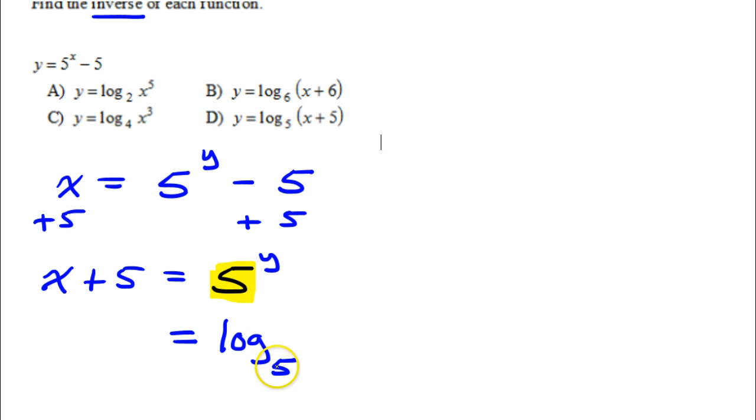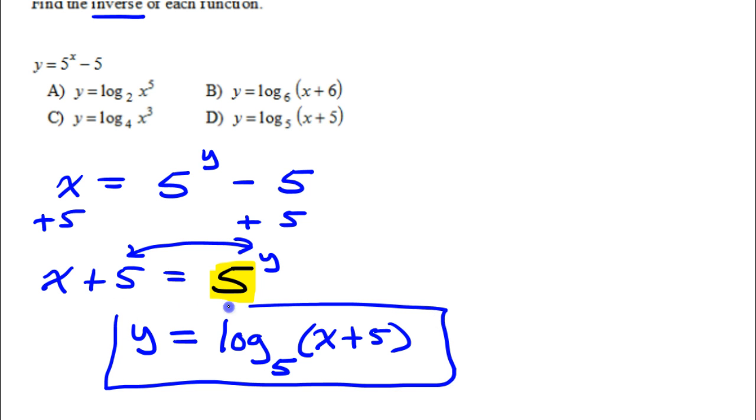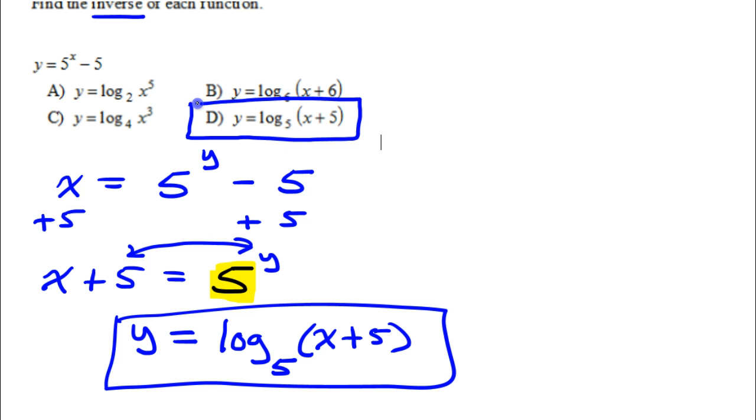Put it low. Now, the y and the x plus 5 are going to switch sides of the equation. So the y is going to come over here, and the x plus 5 is going to come over here. So this is the same equation in logarithmic form. But in log form, the y is by itself. So this should be the answer. So let's find it. See, log base 5 of x plus 5. It looks like D is our answer.